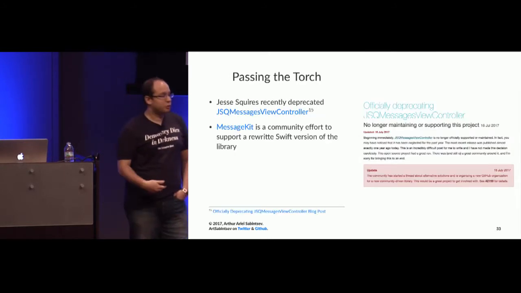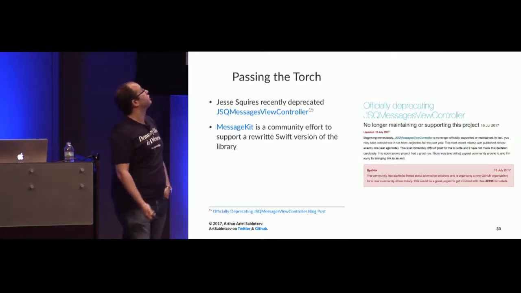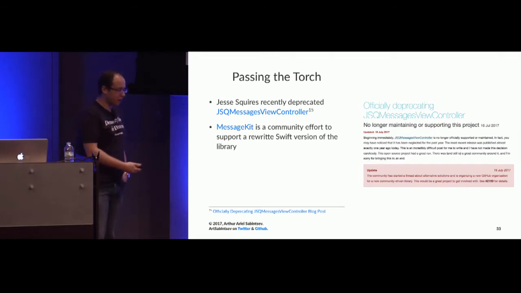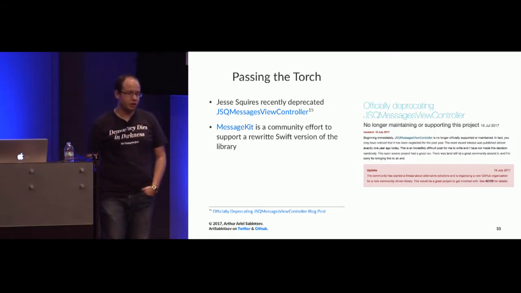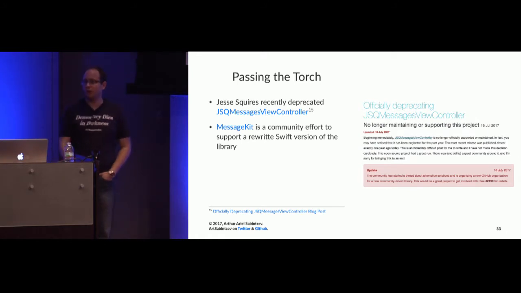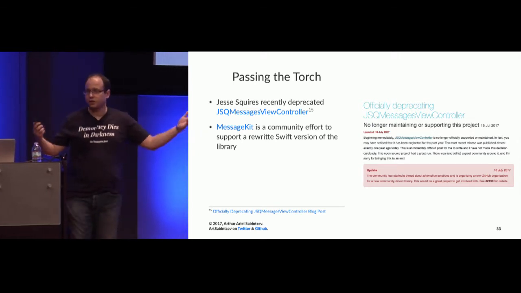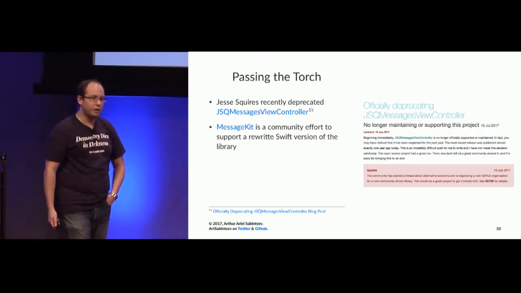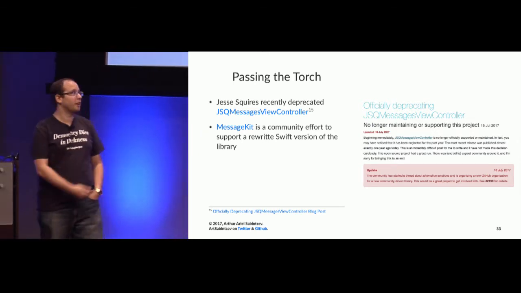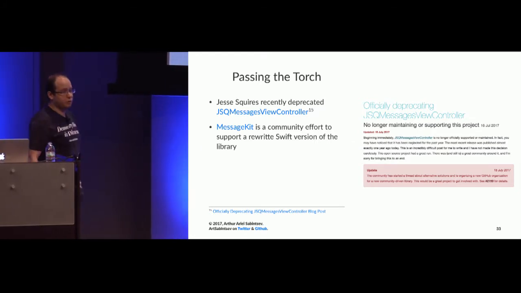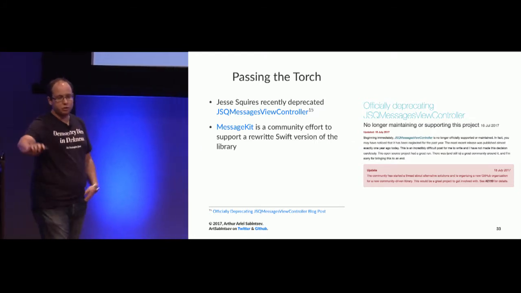The other thing you could do is what Jesse Squires recently did with his JSQMessagesViewController, which was a drop-in clone of the messages UI. He just gave it to the community and said, I can't support this anymore. It's yours. Get together and build the Swift version. I don't want to do it anymore. That's another way to deprecate a library. You make a big announcement, especially on a project that big, and you allow the community to take over, and you give your initial opinions, and you just move away.